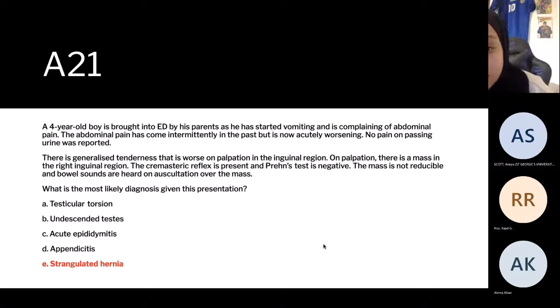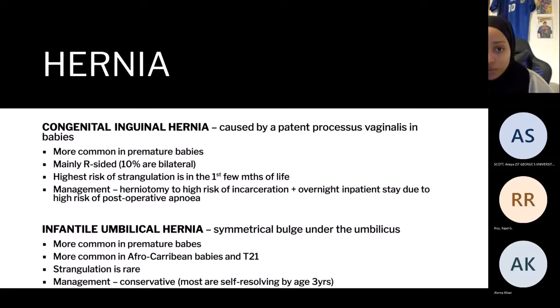So the most common hernias in children are congenital inguinal hernias caused by a patent processus vaginalis in babies. They're mainly right-sided, and they have a high risk of strangulation in the first few months of life. So you would want to do a herniotomy to prevent this risk of strangulation.